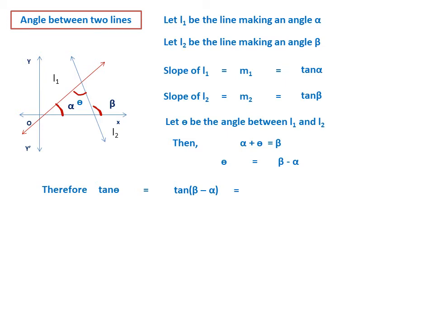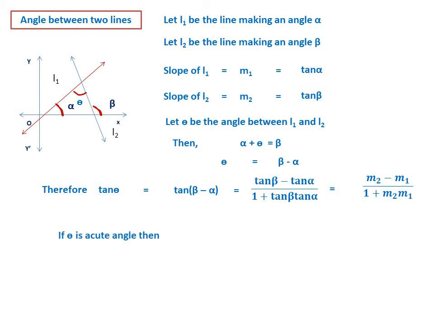But we know the formula for tan of beta minus alpha is tan beta minus tan alpha divided by 1 plus tan beta tan alpha. Of course, this we can substitute as m2 minus m1 divided by 1 plus m2 m1, because m1 is tan alpha and m2 is tan beta.